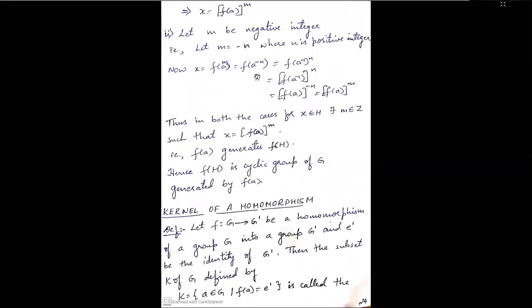Again, in both the cases, we have got that x is generated by f of a. So this shows that f of a generates f of H. Taking any element of f of H, we have shown that that element is generated by f of a. Hence, we can conclude that f of H is a cyclic subgroup of G generated by f of a.